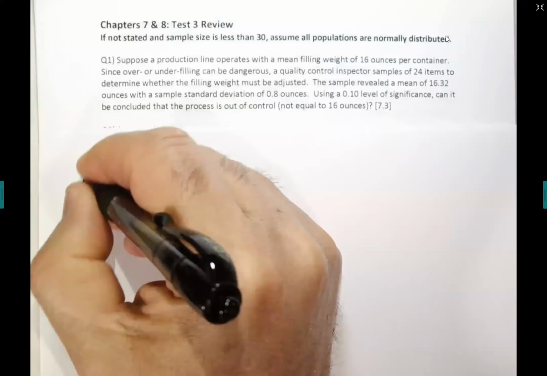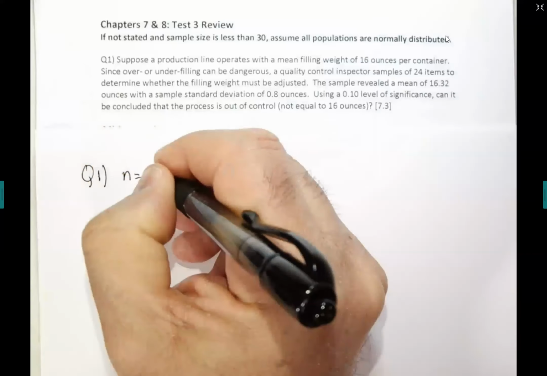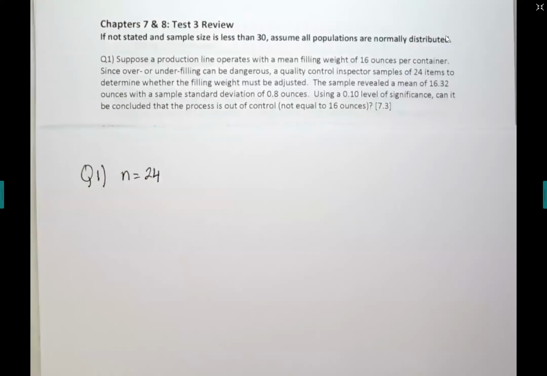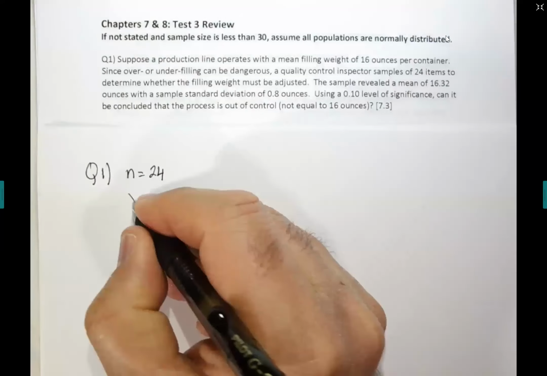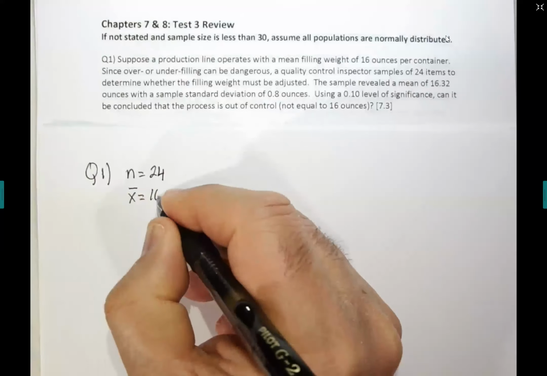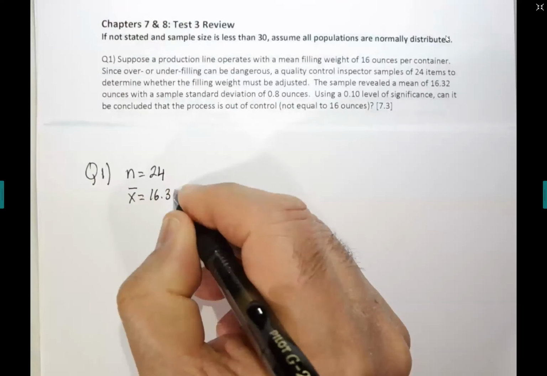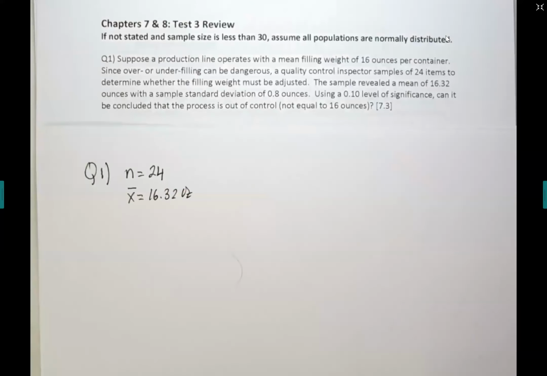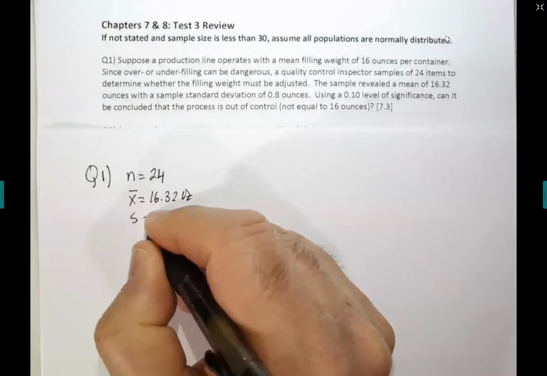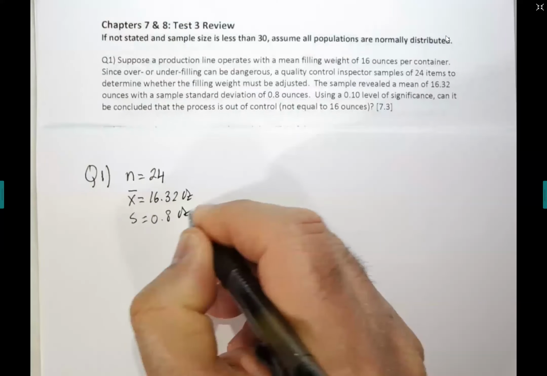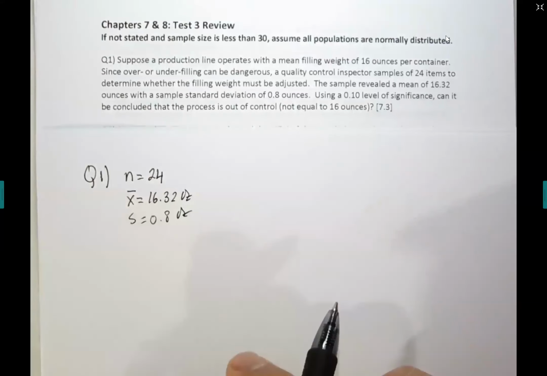So this is question 1. And n is 24, as you can see, guys. The sample revealed a mean of 16.32 ounces. So x bar. No 1 and 2 here. It's chapter 7. Just one sample, guys. With the sample standard deviation. So that's s, guys. You don't work with sigma here. It's s. He says sample.